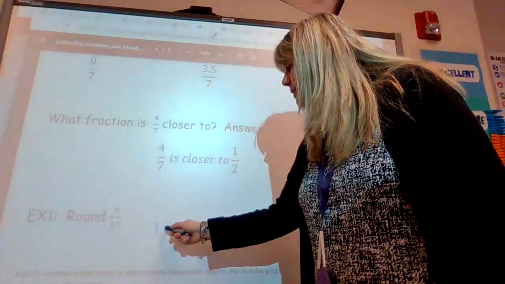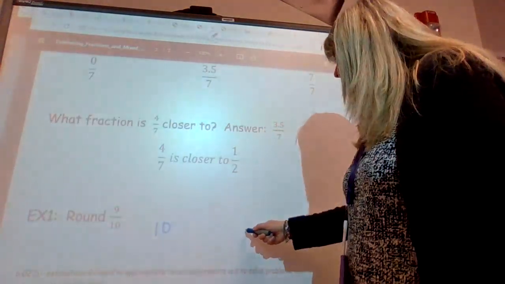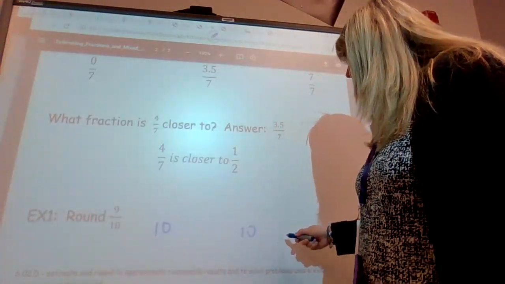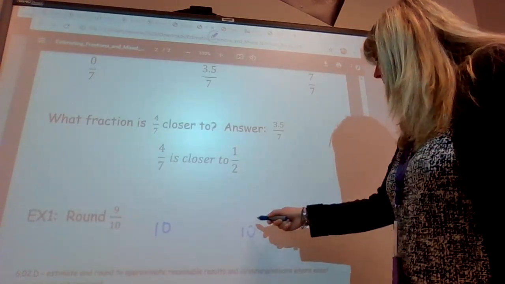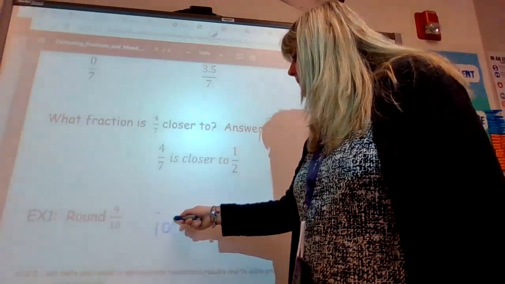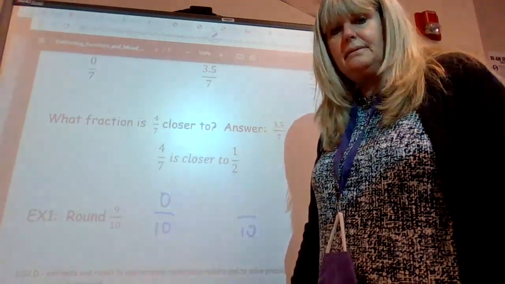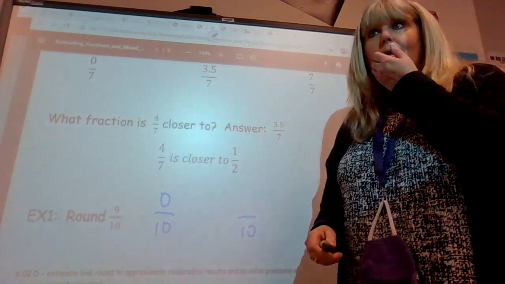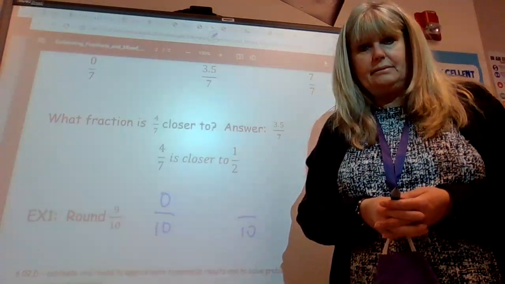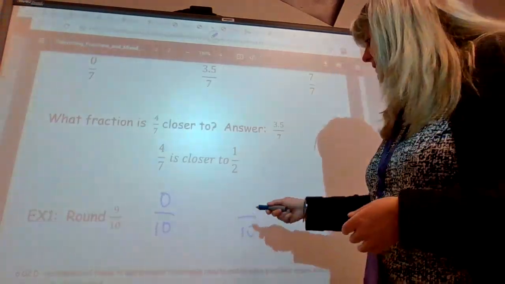So let's look at this next one, 9/10. So my denominator is 10. I'm going to write 10 here. Remember, we write the denominator 3 times. So we've got 0/10, and we've got 10/10. Now, what is 1/2 of 10? You're right, the answer is 5.